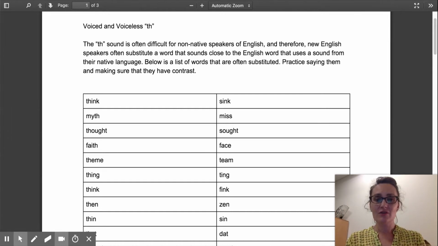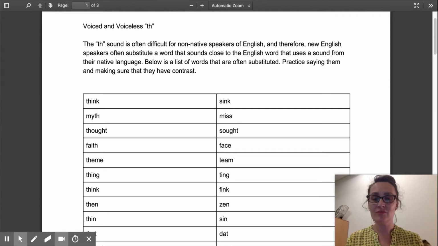Think, sink. Two very different words. Think, sink. Myth, miss. Thought, sought. Faith, face. Theme, team. Thing, ting. Think, sink.